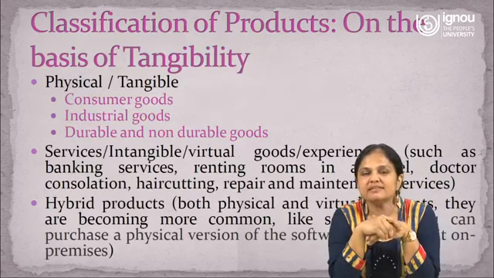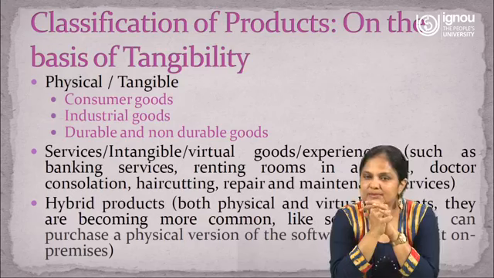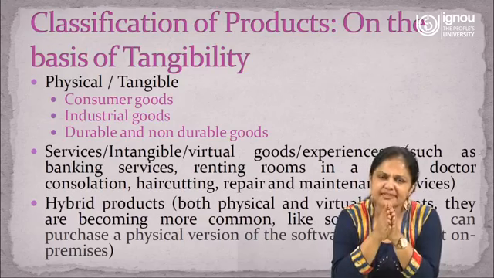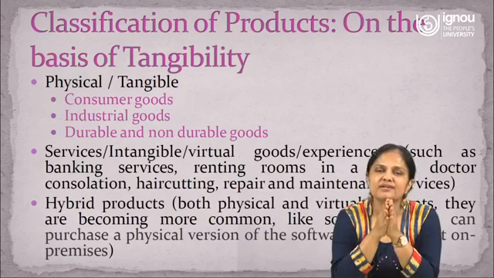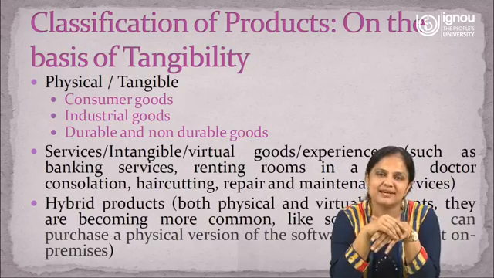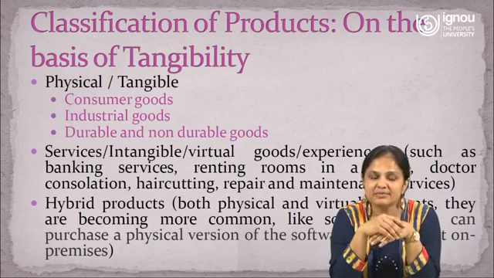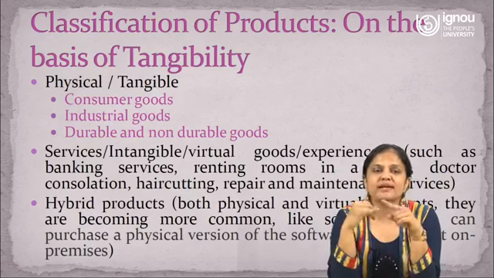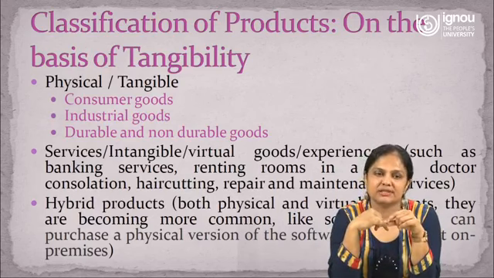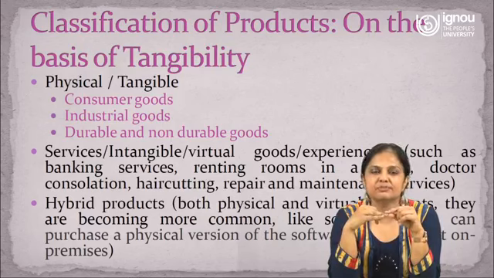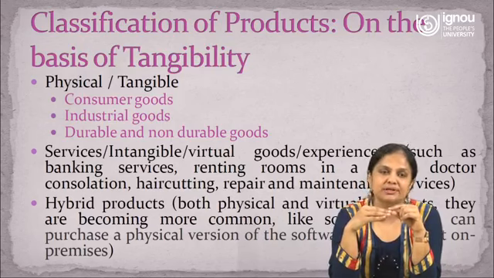Now we will see what are the various kinds of products that are available in the market. There are various kinds of products, and we can classify those products on various bases. So let us see, on the basis of tangibility, how we can classify them. One is physical or tangible products. The other is intangible products, and the third is hybrid products.